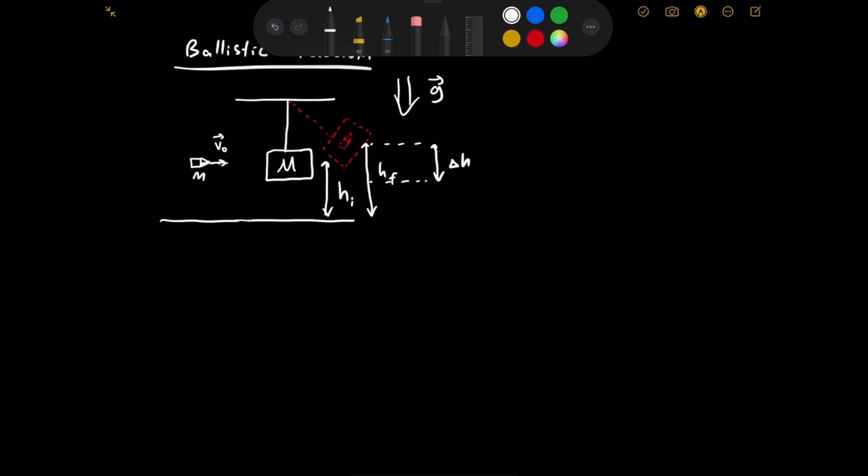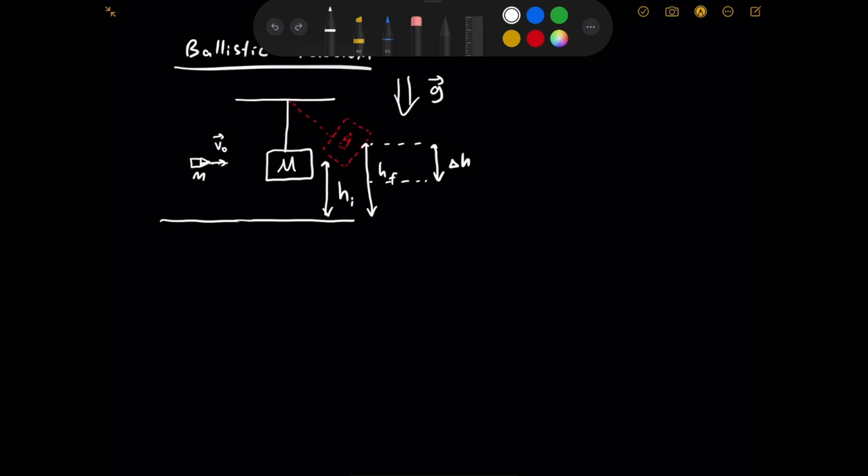And also, one side note, the final height is measured from the ground to the center of mass of the two body system, bullet and pendulum system, okay?